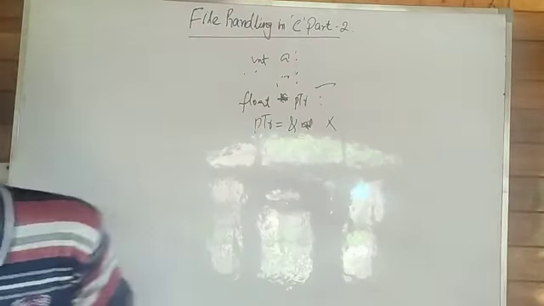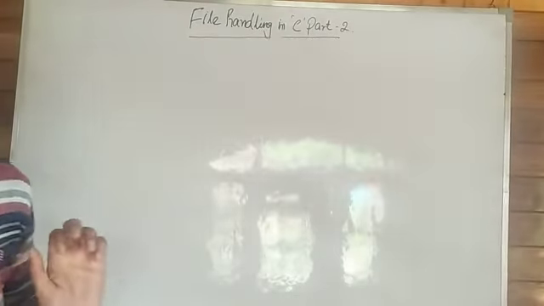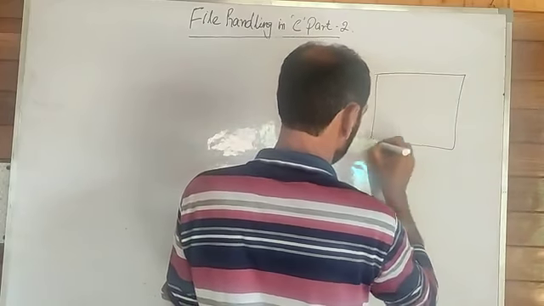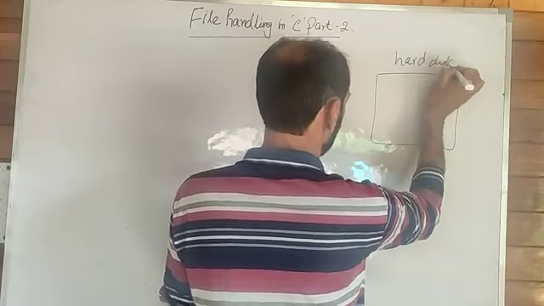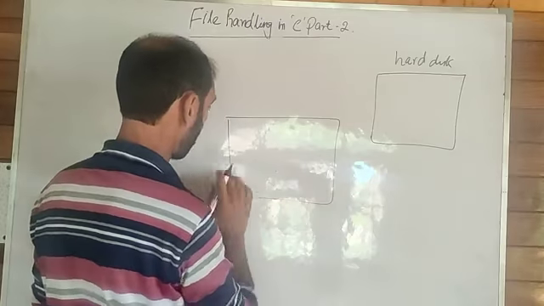So, for example, if I have a file, this is our hard disk, or we can say a secondary memory, and this is our primary memory, or we can say the main memory.